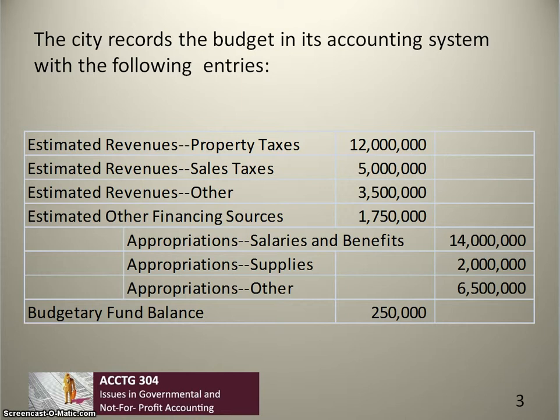under this budget. Remember that the entries for estimated revenues and appropriations are sort of the opposite of what they are for the normal revenue and expenditure accounts. So our normal entry to a revenue account is a credit, but our entry for estimated revenues is a debit.